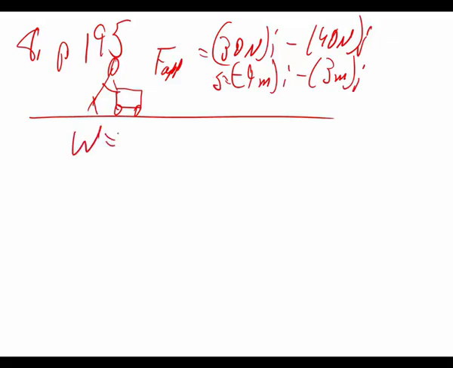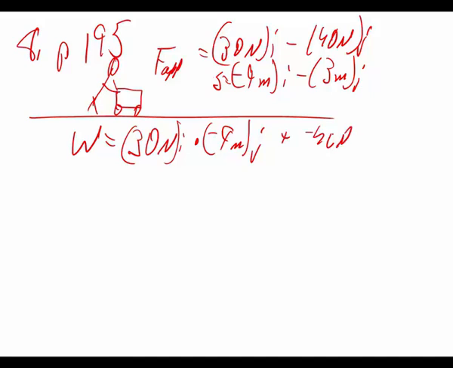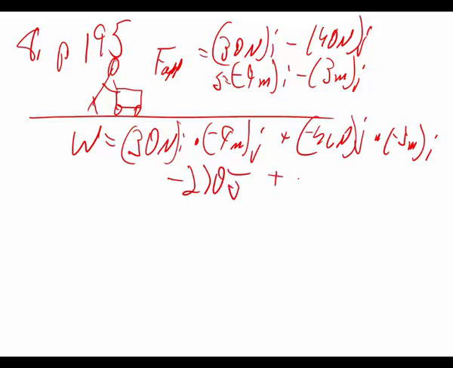So the work, all right, y'all, we just multiply everything together. 30 times what? Negative 9. And then what? Negative 40 times negative 3. And this comes out to be negative 270 joules plus 120 joules. And so the work is what? Negative 150.